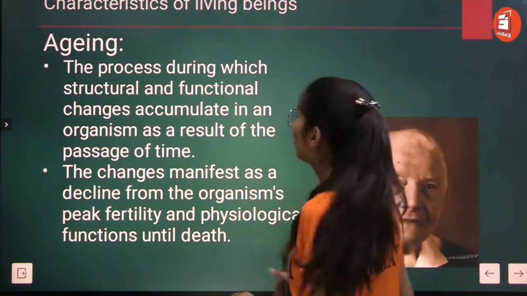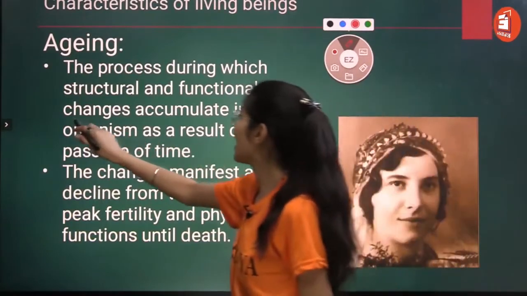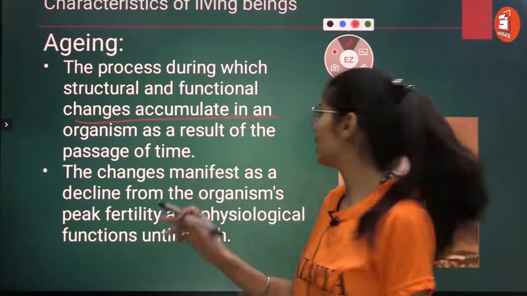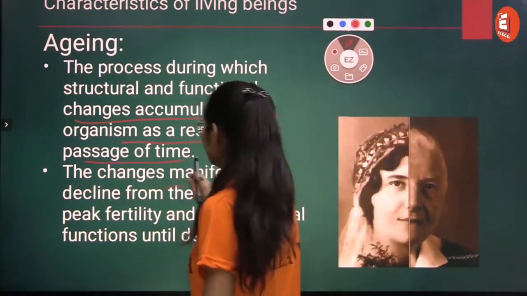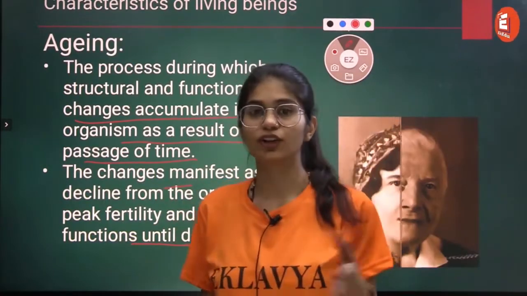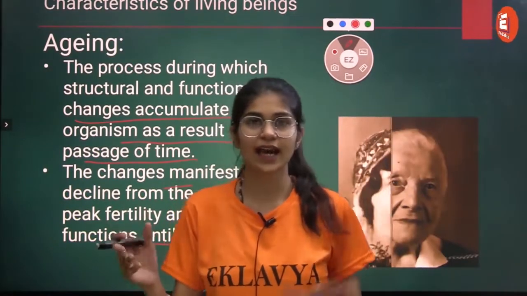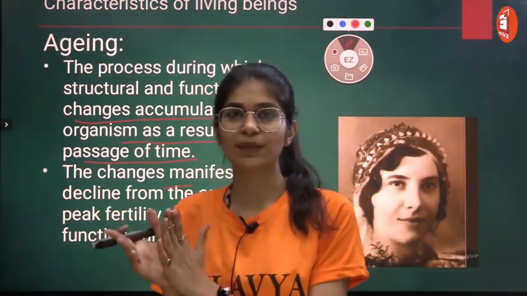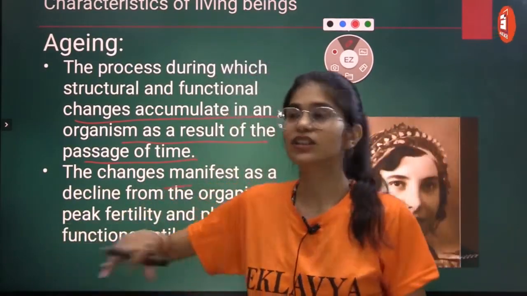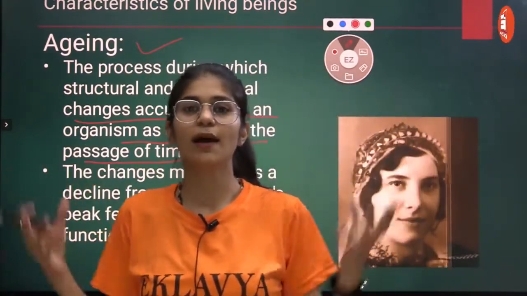What is aging? Now, aging is a process during which structural and functional changes accumulate. The reactions that are happening in our body start to accumulate in our body, affecting it in a manner that it leads to death. What I'm trying to say is, if you breathe, you're dying. Why are you dying? Because the oxygen that you're taking in is not entirely used in our body. So what happens is that oxygen starts to degrade our body from the inside. So it's called aging. Our body is aging because of the processes that we are performing.